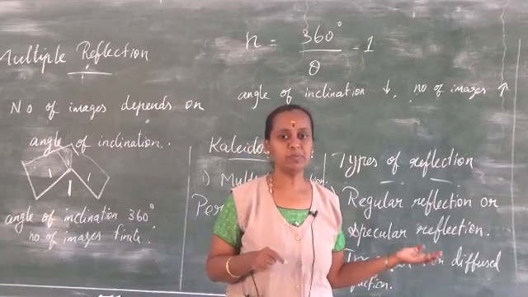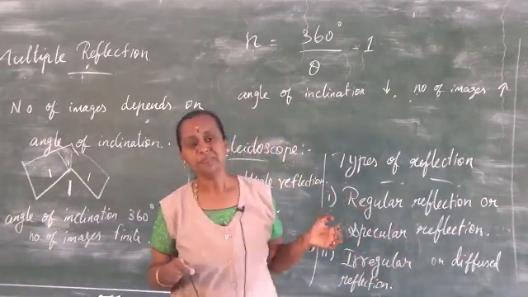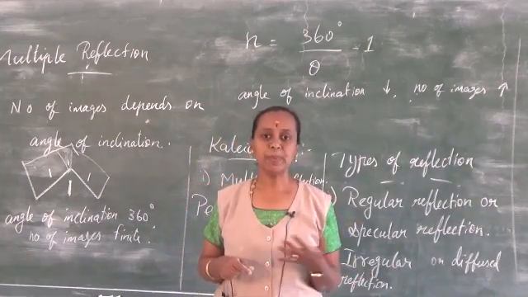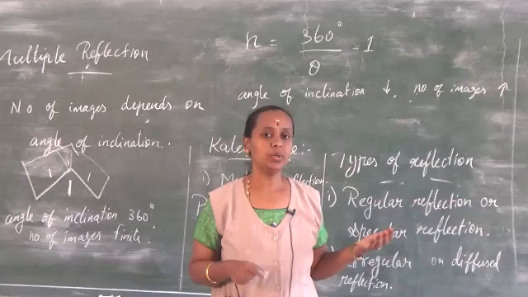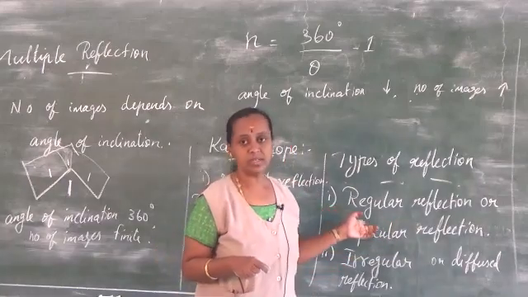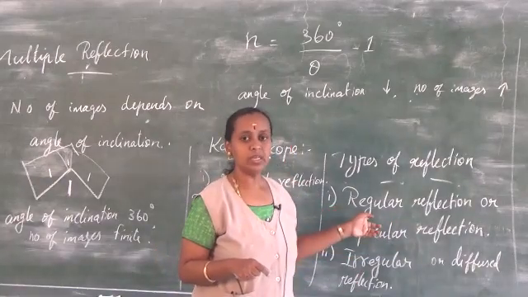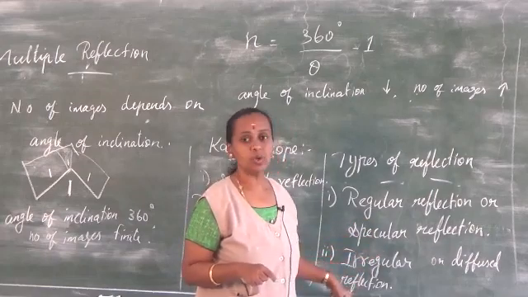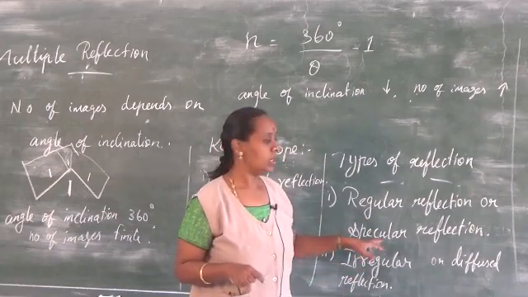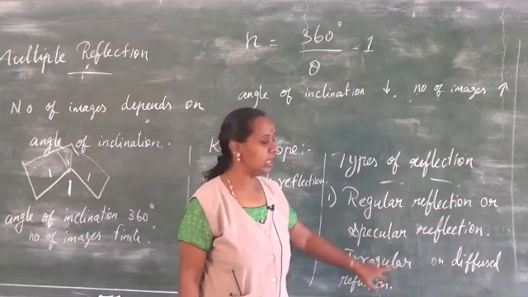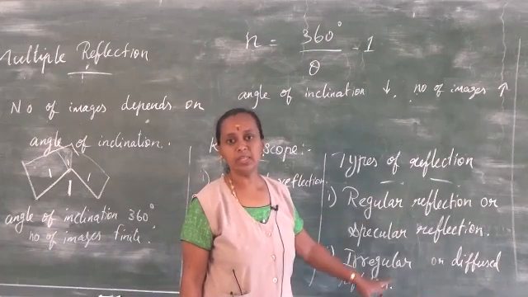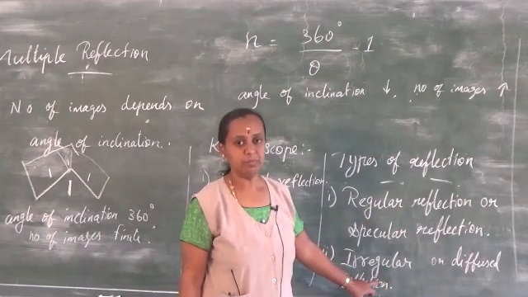The next topic we studied is types of reflection. The reflection depends upon the surface. There are two types of reflection, regular and irregular. Regular reflection is called specular reflection. Irregular reflection is also called diffuse reflection. Regular reflection obeys the laws of reflection and forms a clear image; irregular reflection does not obey the laws of reflection and does not form a clear image.